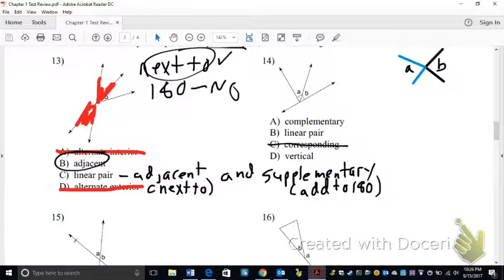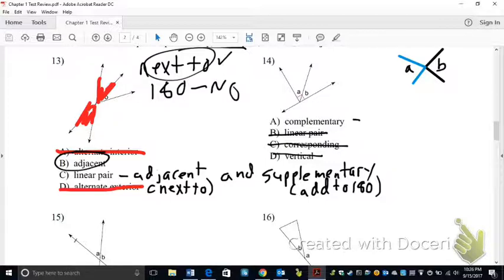If we look up at the picture, they are clearly not vertical angles. We can get rid of those. They are not a linear pair. They don't add up to 180. And they're not vertical. So we're left with complementary, which means that it's got to be the right answer.